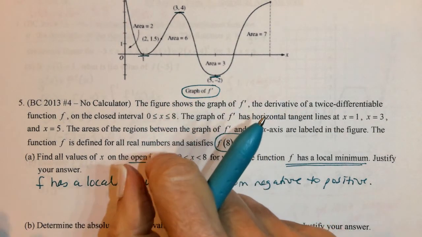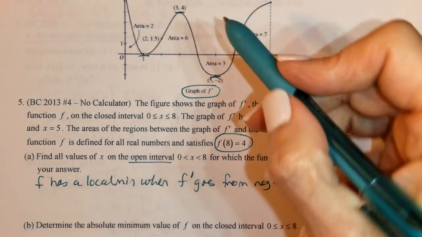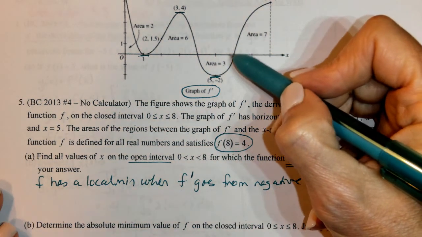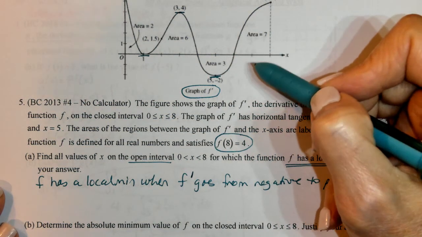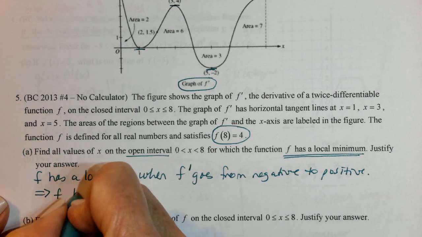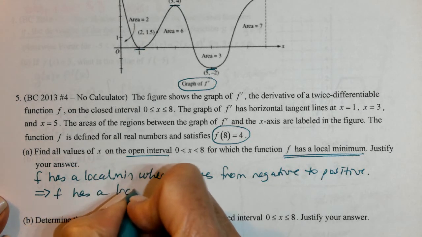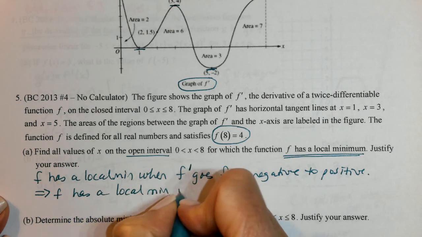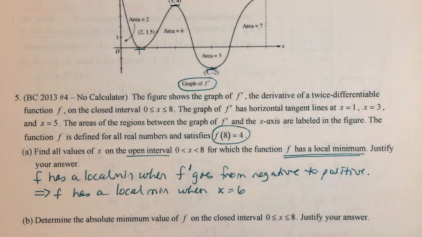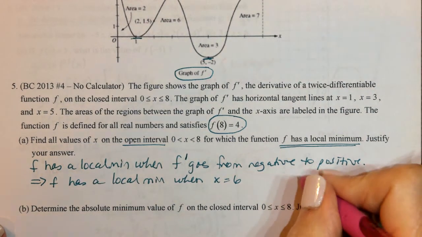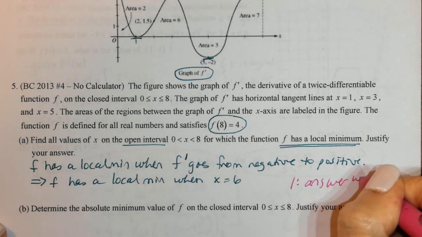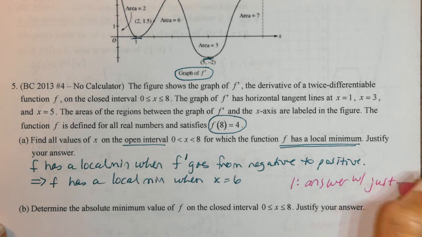So where does f prime go negative to positive? F prime goes negative to positive right here. So that is at x equals 6. So f has a local min when x equals 6. This was worth 1 point for the answer with the justification.